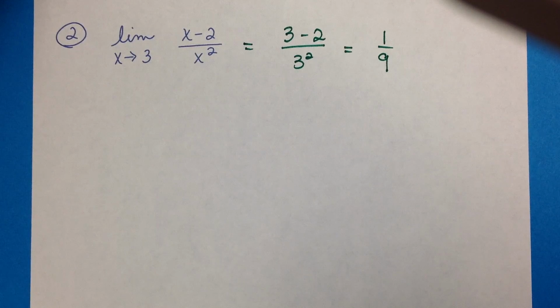I just threw this one in because you do have some of these mixed in your homework along with the ones that are infinity and negative infinity. So always check direct substitution first.